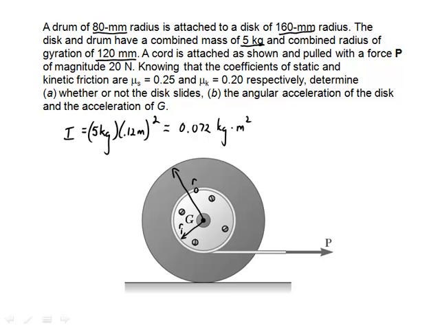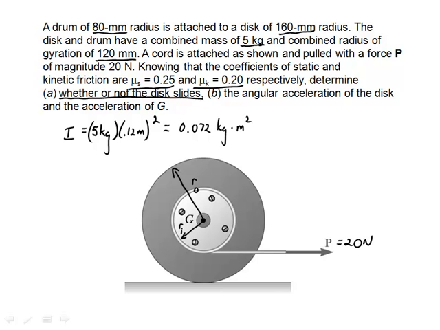There's a cord being pulled with a tension of P, and that's equal to 20 newtons. You'll notice that we're given a static coefficient and a kinetic coefficient. Now this is really important, and it goes to part A. This question always needs to be asked in a question like this: is the disk sliding or not? Because that'll make a big difference.